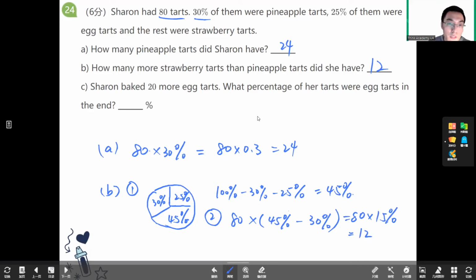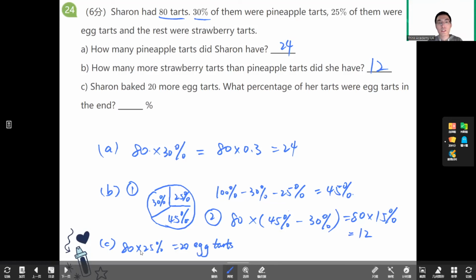And then moving on to question C. Sharon baked 20 more egg tarts. What percentage of her tarts were egg tarts in the end? To do this question, we need to first find how many egg tarts there are to begin with. So 80 times 25%, which is equivalent to 80 times a quarter, which is 80 divided by 4. So it's 20. We have 20 egg tarts at the beginning.